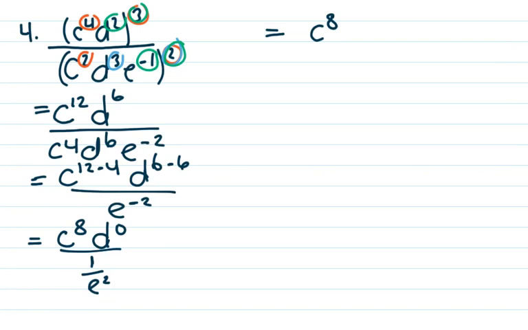Now d to the power of 0 is equal to 1, so I don't even need to write that, divided by 1 over e squared. When I divide by a fraction, I can multiply by the reciprocal, so I'm going to multiply by e squared over 1 equals c to the power of 8 times e squared.